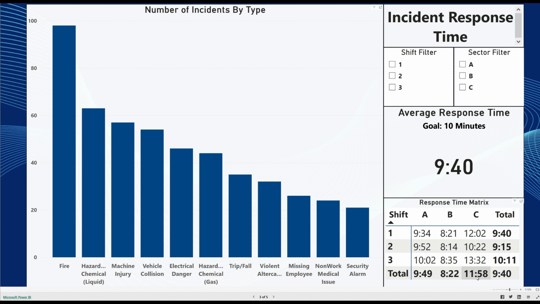However, with Sector C, their average response time is almost 12 minutes. If we look at every single shift within Sector C, they all do not meet our goal. So, looking at that, I would want to discuss with IndustrialCo reasons for why that might be happening. One thing I can think of is it could be caused by distance.